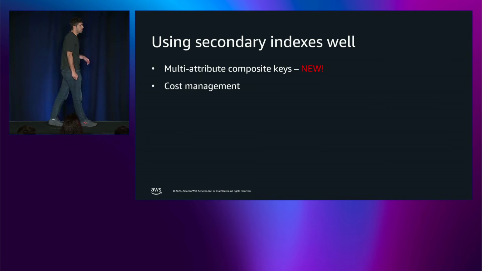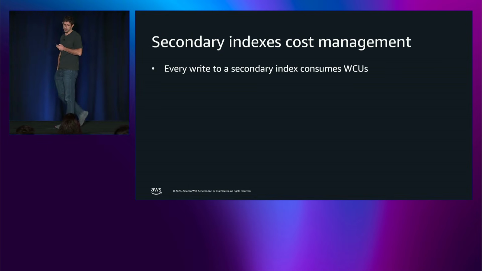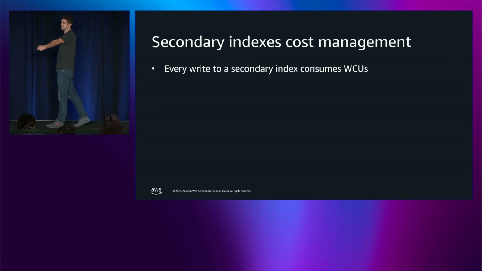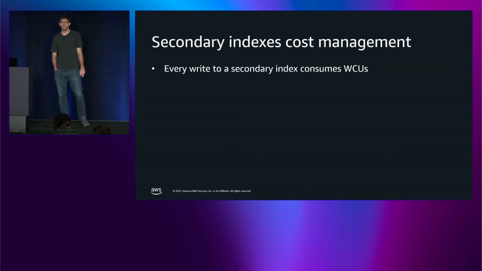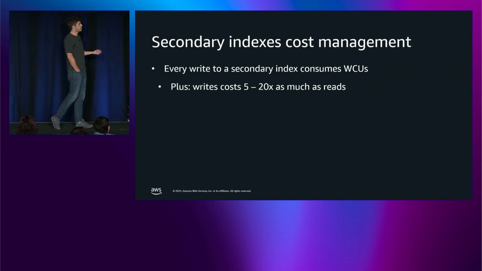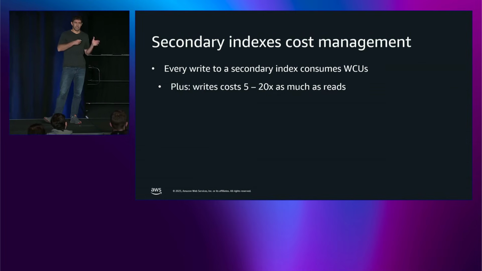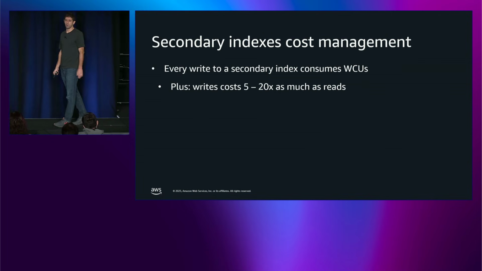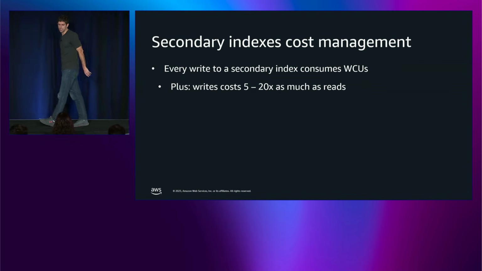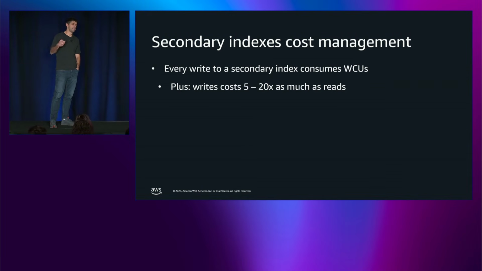In addition to that, let's talk about cost management with secondary indexes, because I think this is undervalued. Every time you're writing to a secondary index, it's going to consume WCUs. Secondary indexes are a read time optimization for which you pay writes for, but writes are more expensive than reads, right? They're 5 to 20 times as much as reads. A write capacity unit costs 5 times as much as a read capacity unit, but it's also only 1/4 of the max size, so it's going to be 5 to 20 times as much as reads, depending on the size of your items. So make sure you're getting the value from that.